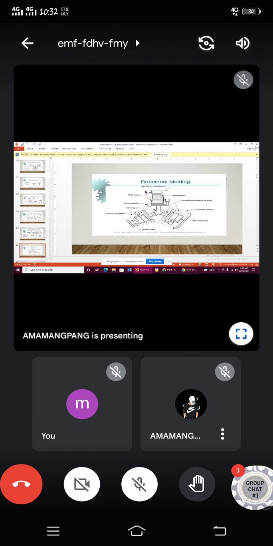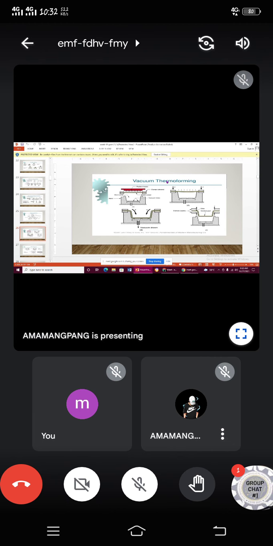So the next diagram is the rotational molding. So this diagram is the rotational molding. So next is the vacuum thermoforming. So this is the diagram.